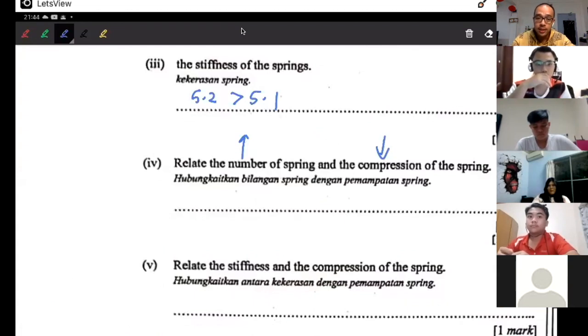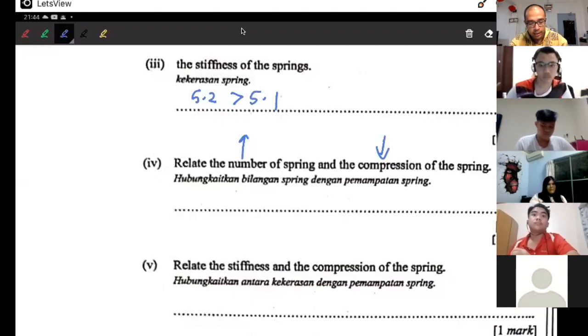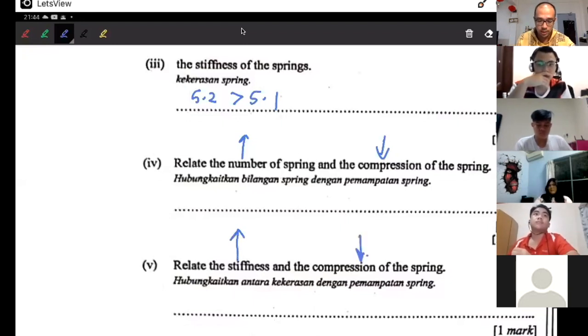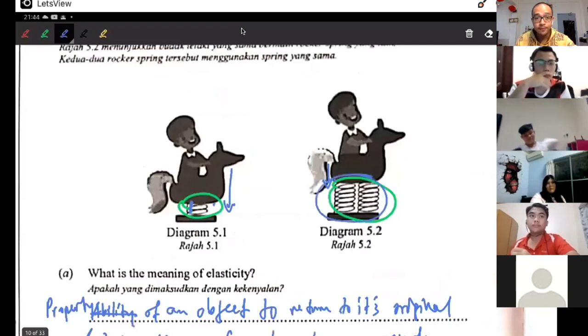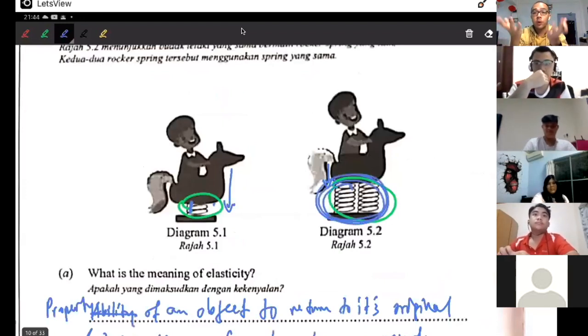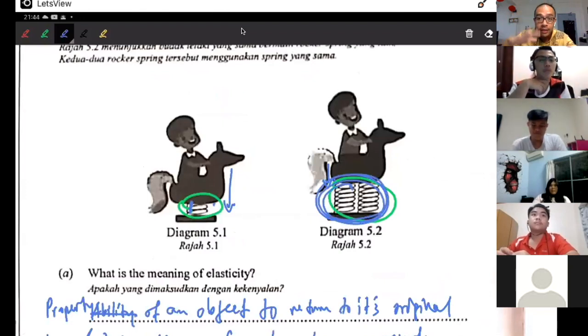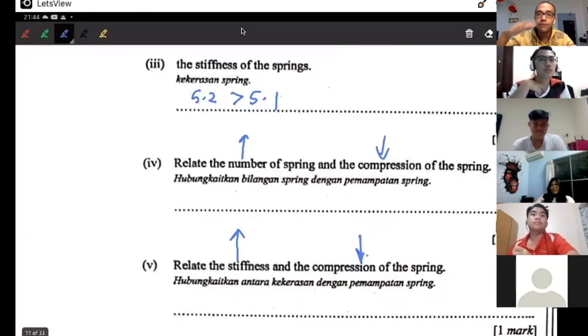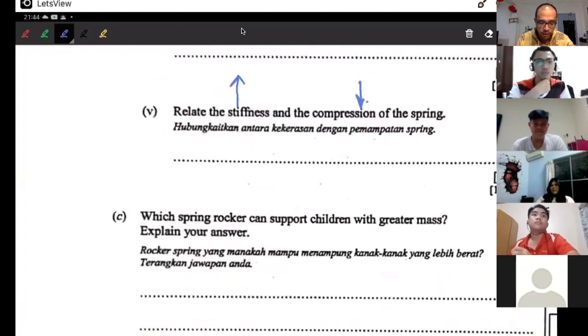Relate the stiffness and the compression of spring. So the bigger the stiffness, the bigger the stiffness, the smaller the compression of spring. Okay, which is this one lah. Ini lebih stiff, because there's two springs, there's more support. Okay, there's more support, so it is stiffer. Harder, stiffer basically is like harder for you to compress or kasih panjang. Okay, sebab dia macam kamu tarik dua orang.